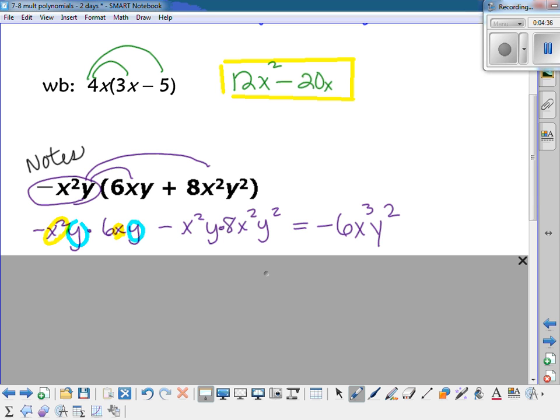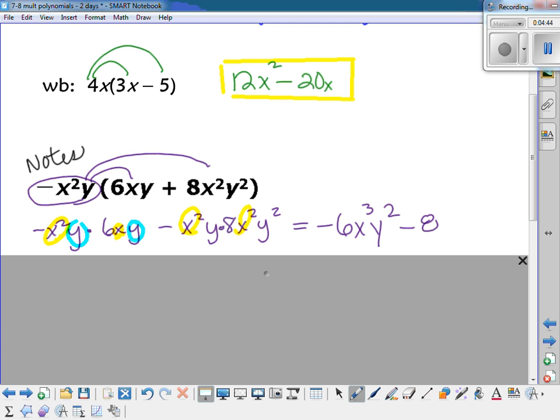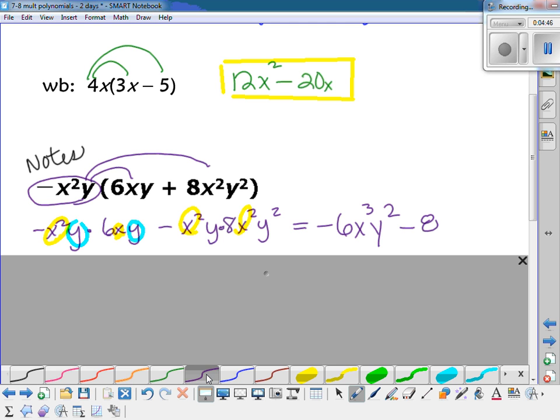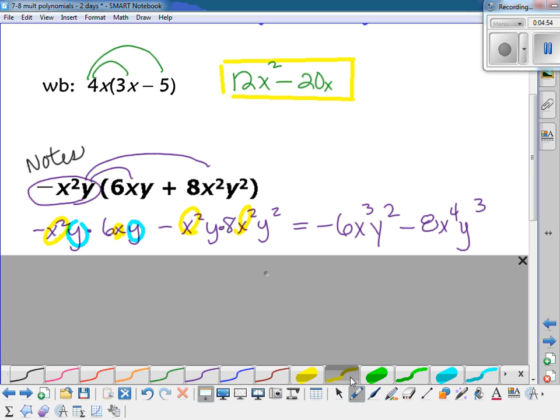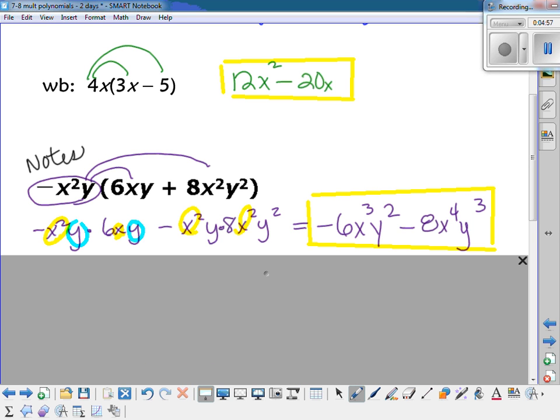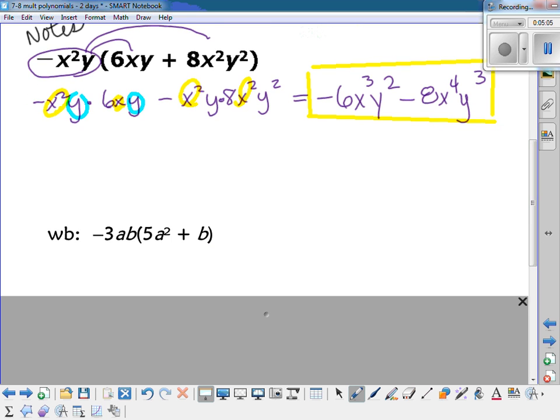On the next one, I have a minus and a positive 8, so that gives me minus 8. And here we have, right, x squared and x squared gives us x to the 4th. And y squared gives us y cubed, yeah. Okay. Any questions there? Alrighty, on your whiteboards then, let's do that one.